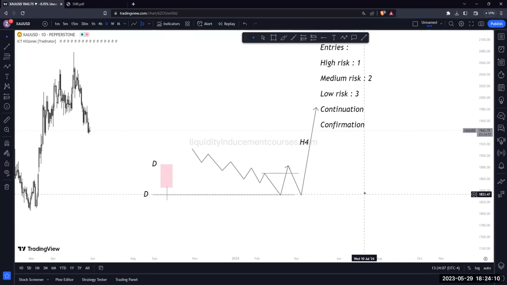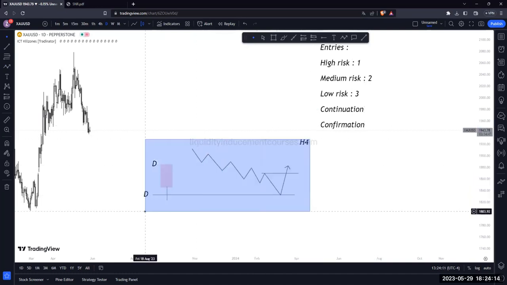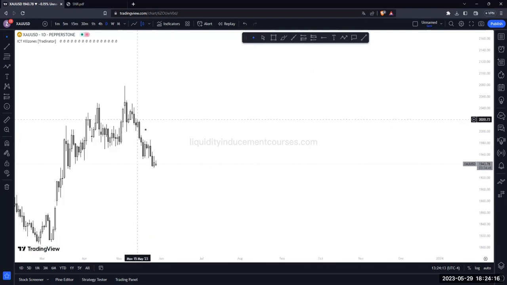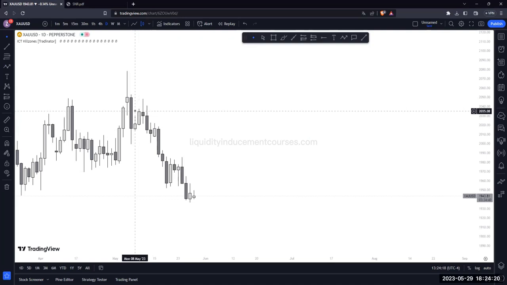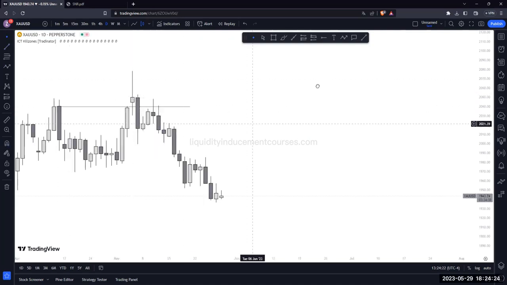Okay. Very simple, right? So you're going to have a daily reject daily. Let me give you an example. All right. What do you see here?